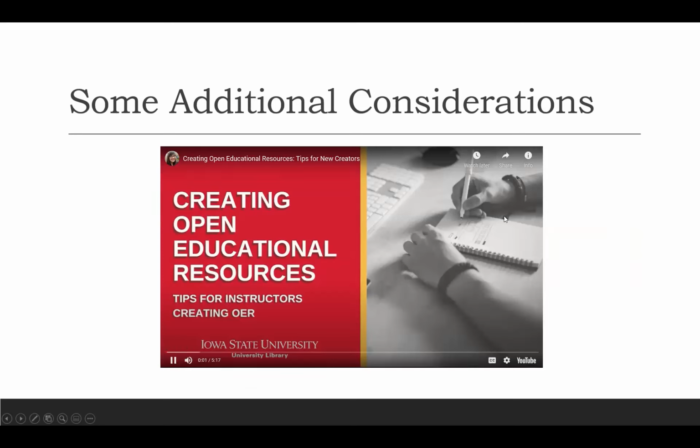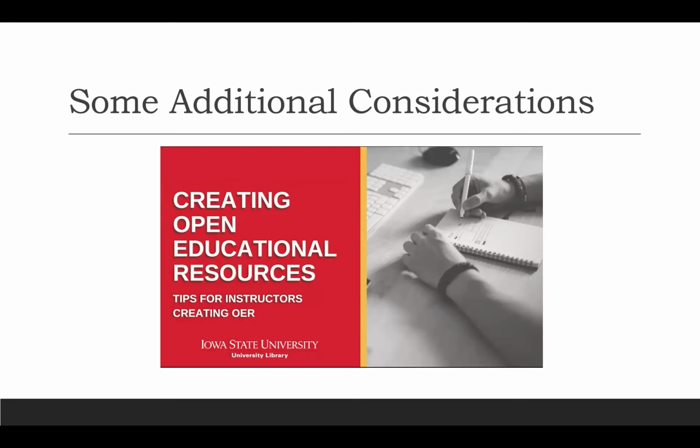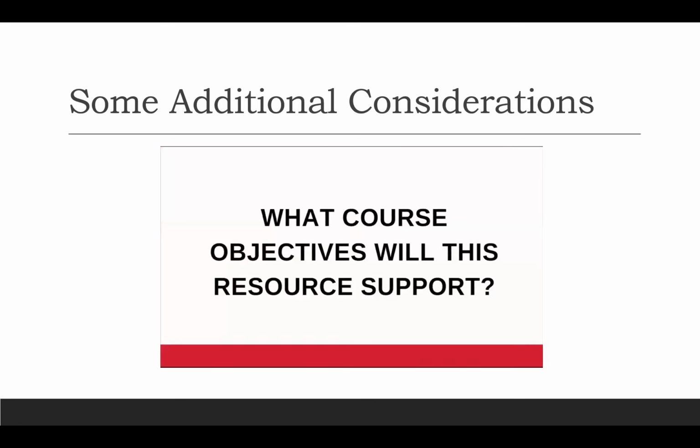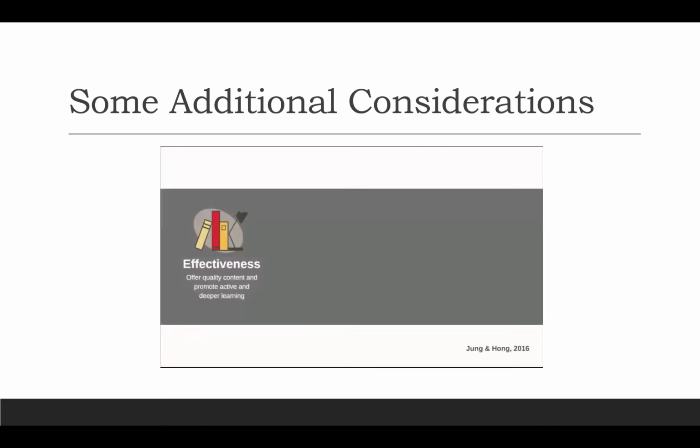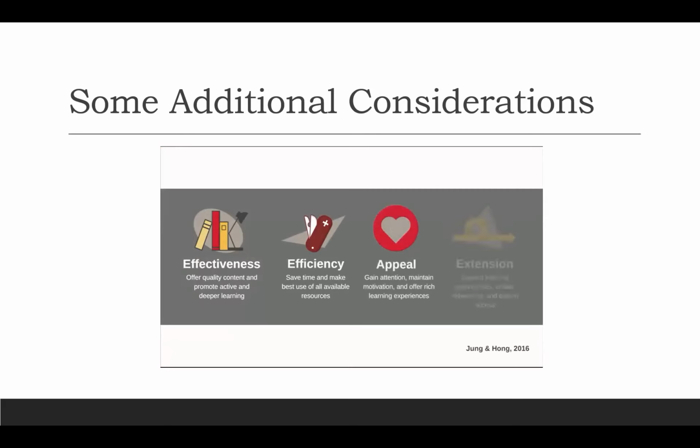Welcome to this week's video. Today's video is going to cover 5 tips for instructors who are considering creating an open educational resource for the first time. First, you need to consider what course objectives you want your OER to meet. According to a 2016 study of faculty using OER in their courses, there are 4 major considerations that instructors have to consider when implementing OER: the effectiveness of the material, the efficiency of using the material, the appeal of the resource over traditional methods, and extension, or the material's ability to extend the learning opportunities and accessibility.